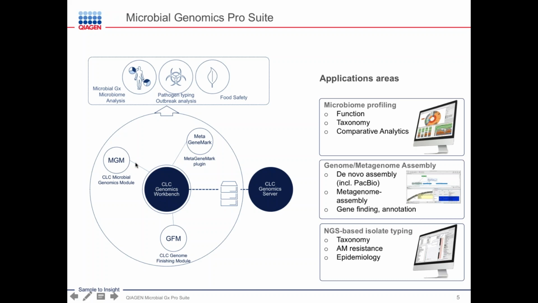This layer can be obtained through 3 commercial add-ons called the CLC Microbial Genomics module, the CLC Genome Finishing module, and the MetaGenMark plugin. These extensions provide functionality for microbiome profiling, both functional and taxonomic profiling, but also tools to facilitate comparative analytics. For example, to study the differential abundance in the context of metadata and really understand how changes in microbial communities are related to the biology of the underlying samples.